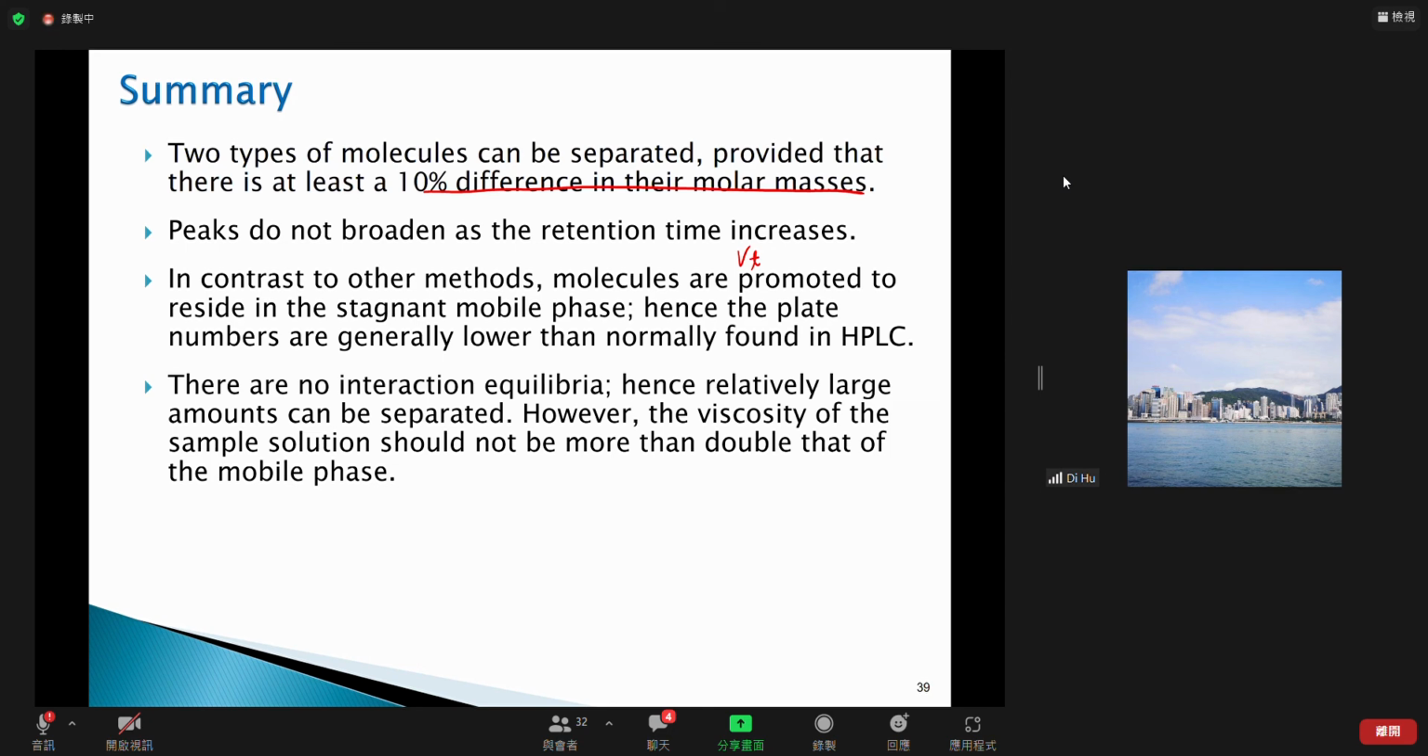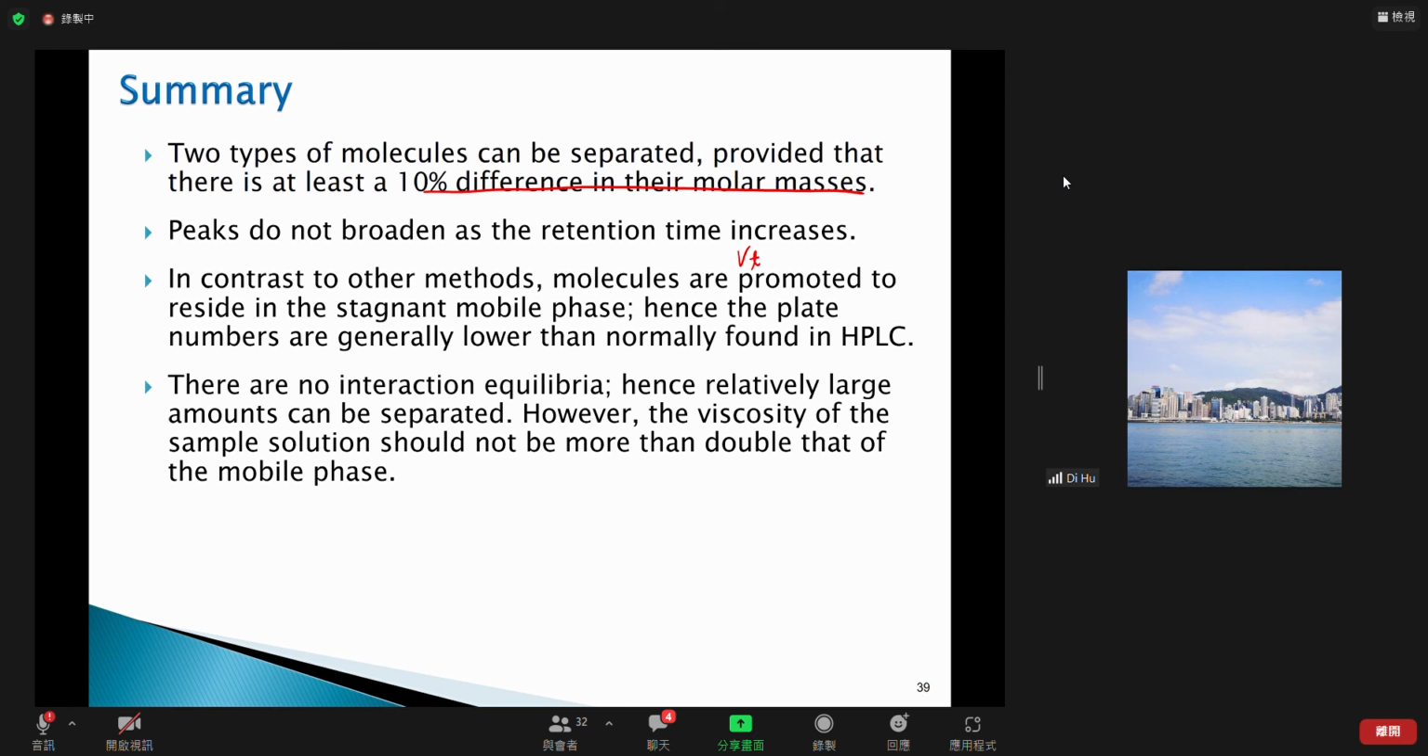So hence a relatively large amount can be separated. That means you inject the sample, even if it's less than 1 milligram per milliliter, which is already so much larger than we normally handle in HPLC. That's already 1,000 ppm, right?